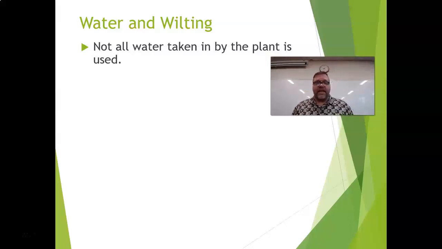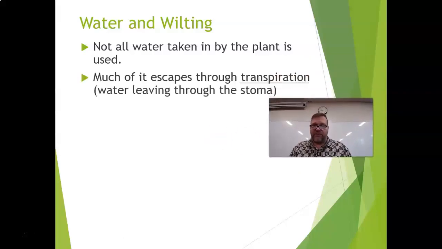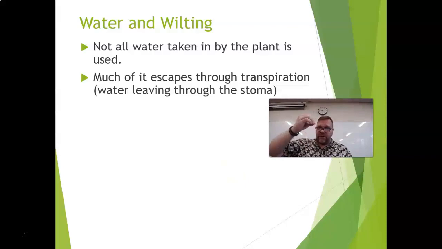Okay, wilting and watering. Not all water taken in by the plant is used. So we have to water our plants on a regular basis. Oftentimes, watering is necessary. Much water escapes through a process called transpiration. Water leaving through the stoma. Remember we had those leaves and they had those round cells on the stoma, and the stoma could open and close?